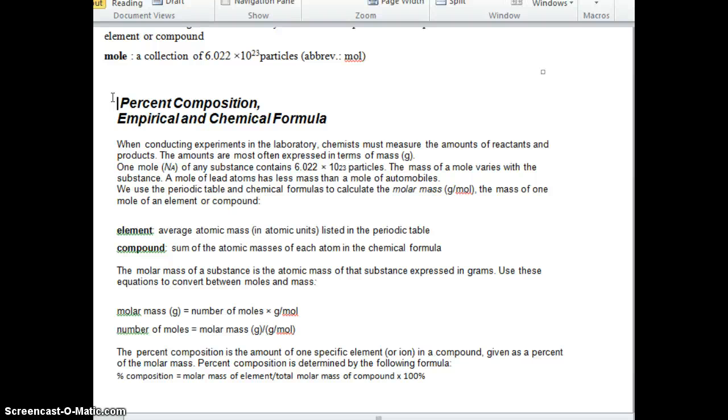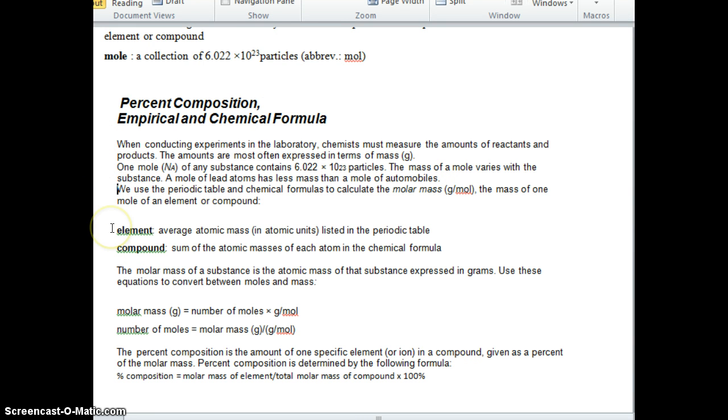A mole of lead atoms has less mass than a mole of automobiles. So think about it. If I had a dozen eggs, that would weigh less than a dozen cars. Even though I would have 12 eggs, 12 cars, the amount that they weigh is different because they're different things. Same thing for the elements. Different elements weigh different amounts, as you can see on the periodic table.